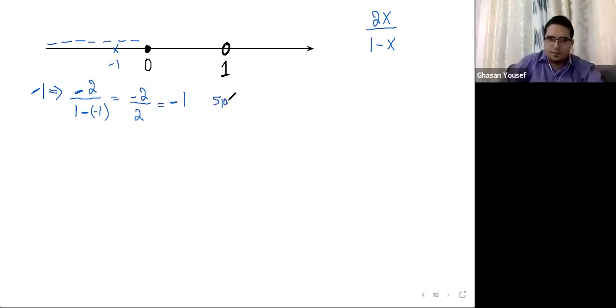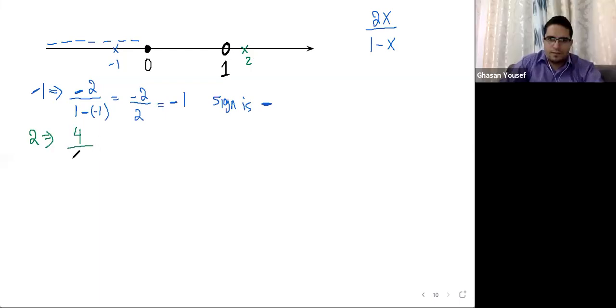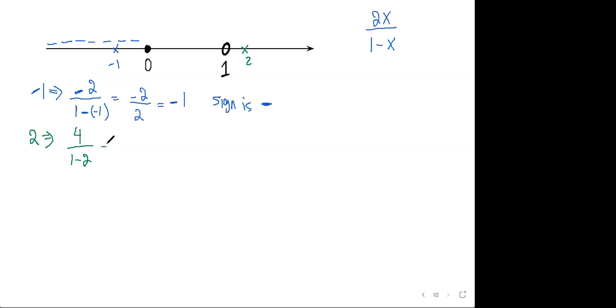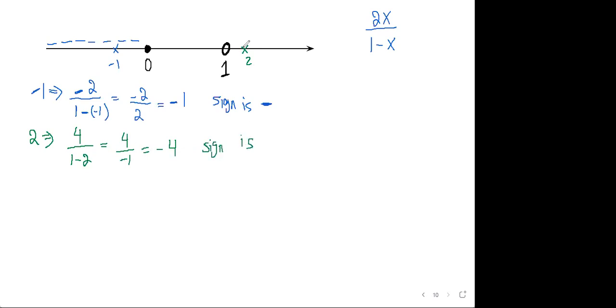Now pick any number greater than 1. 2. So you get 2 times 2, which is 4, and then 1 minus 2 is -1. So 4 over -1 is -4. So the sign is negative.